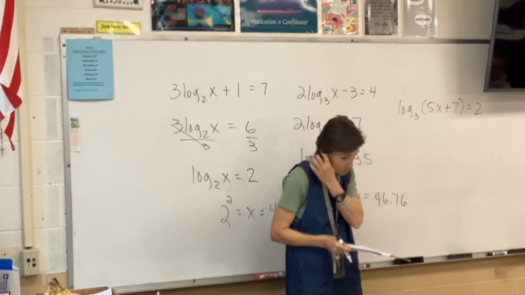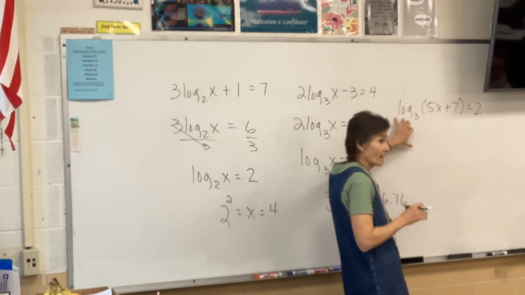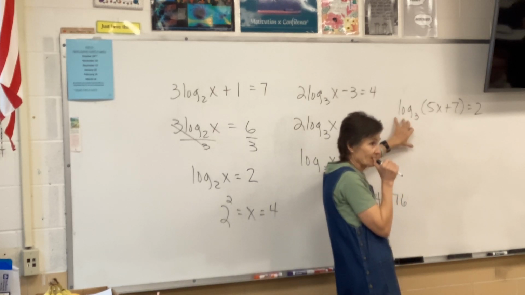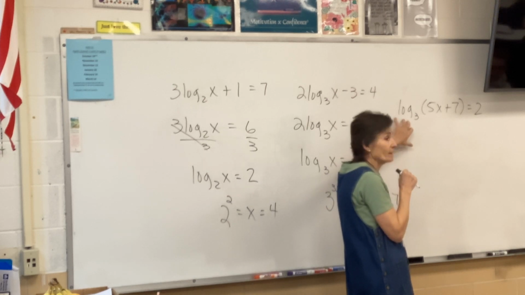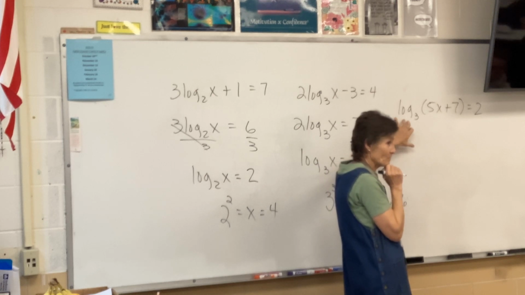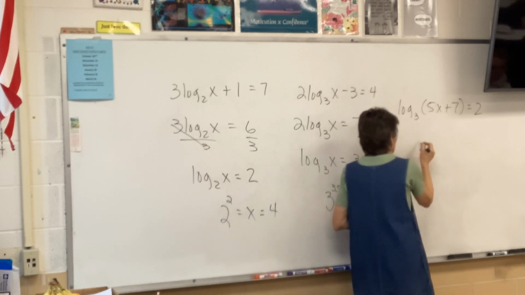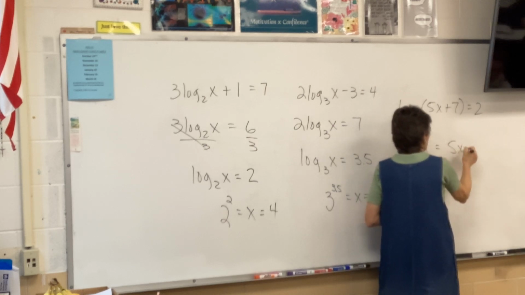All right, so, Kamari, I need to get rid of this logarithm. How do I do that? I'm gonna loop-de-loo it, that's right. And what number do I start with? The 3. So 3 to the second equals 5x plus 7.